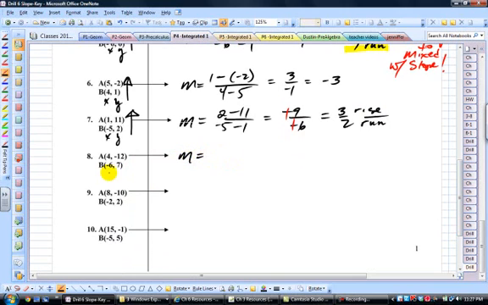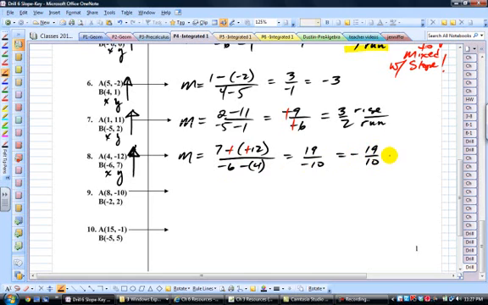Okay, let's check. We've got, once again, subtracting upward here, 7 minus a negative 12 divided by negative 6 minus 4. Okay, I'm going to add the opposite a little bit here. I've got 7 plus 12 is 19. Negative 6 minus 4 more is negative 10. That's just a negative 19 tenths. Okay? All right, pause the video, try number 9.